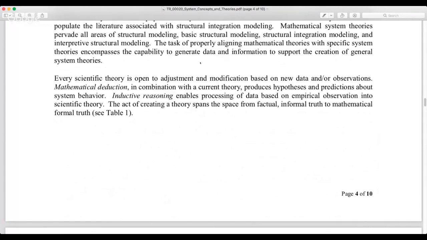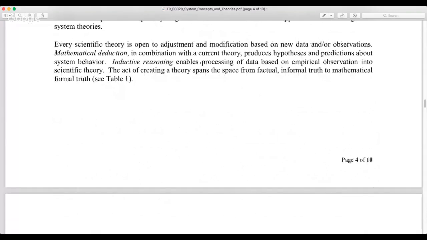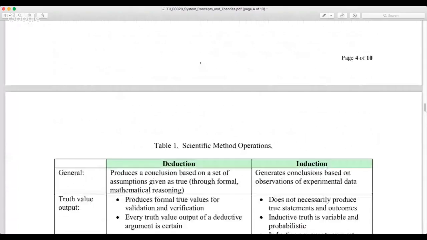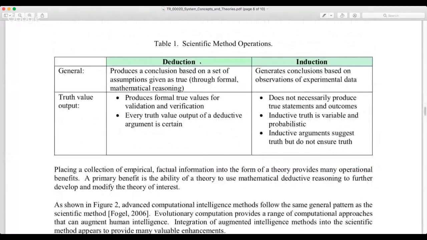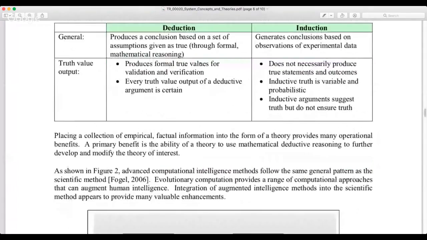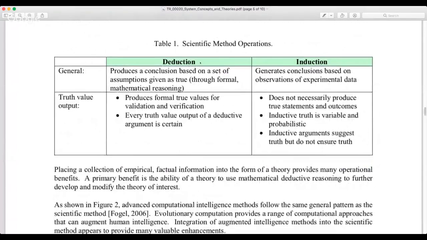But the act of creating a theory spans the space of factual and formal truth, mathematical formal truth. And that's really important, I believe, because there's a transition. What we're doing is we're actually transitioning our informal observations to formal concepts and formal statements that then now can have a computational capability.